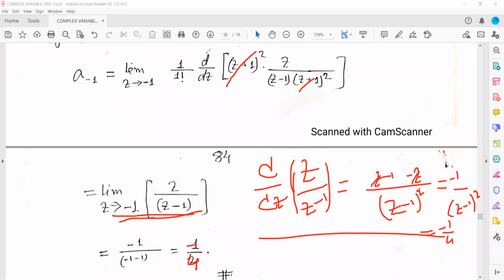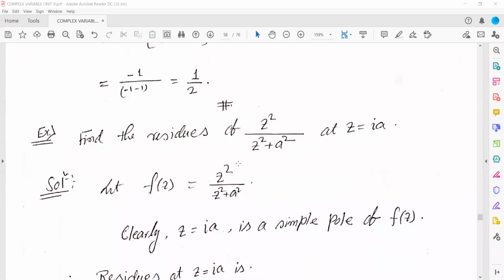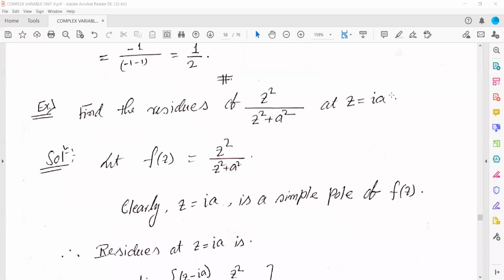Because your derivative is there now. That part I had not done here. You need to find the derivative of z by z minus 1. After finding it, then you have to put in this limit. Is that clear? I made a mistake in that part. Okay, so let us do one more and then the rest you try by yourself.